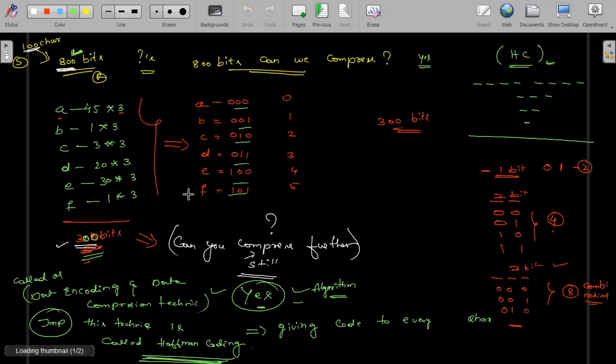Up to here, everybody clear? We still haven't started anything. Please understand, I just said how to compress the data. Now I think everybody understood. We are going to start now.